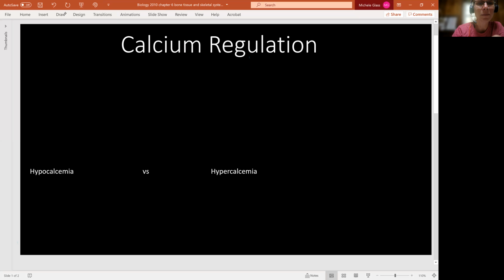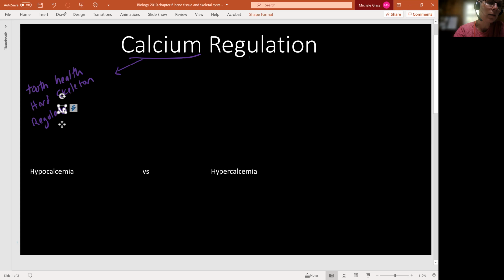So calcium has several roles in our body, including it's important for tooth health. Of course, we've seen it's important in making our skeletons hard. So I'm going to say hard skeleton. Or if you wanted to, you could say skeletal health. It's going to help to regulate heart rate, and we can abbreviate heart rate with an HR.